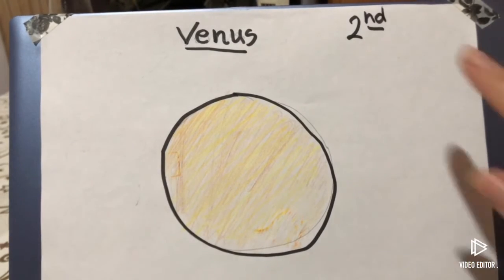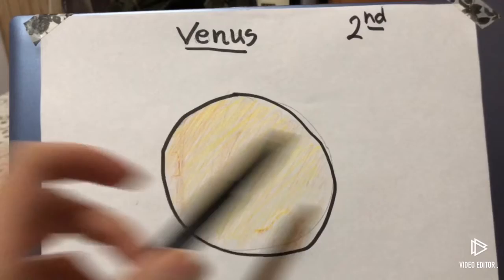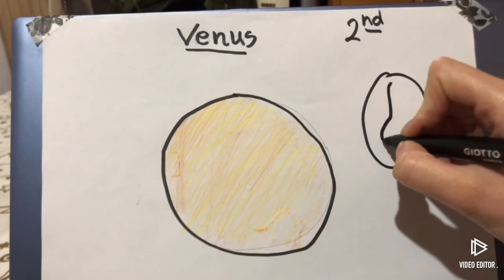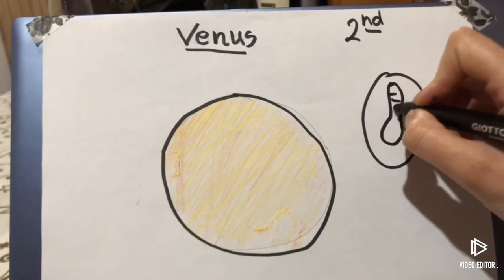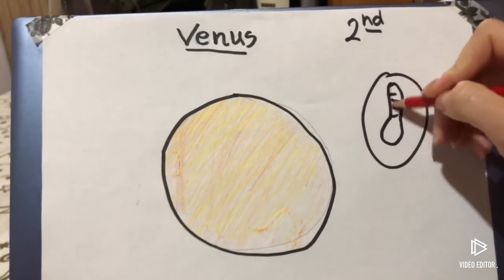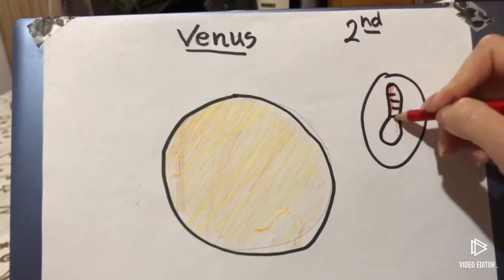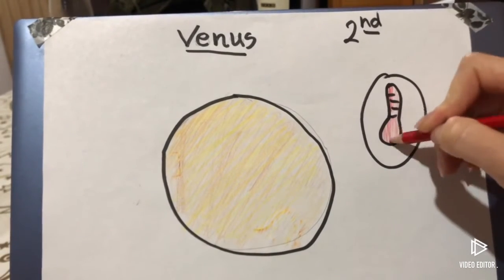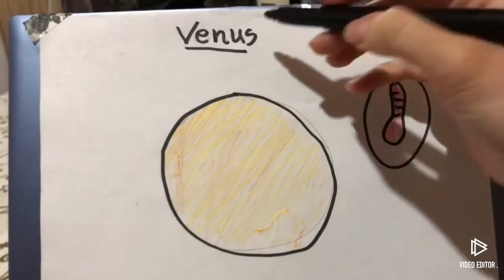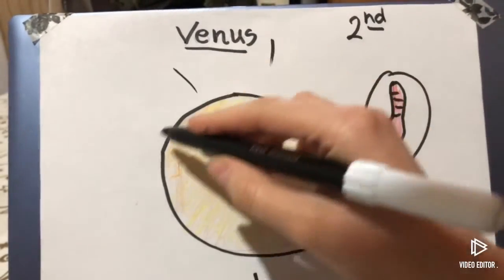So we said Venus is the second planet. It is the hottest planet. So I'm going to draw the thermometer, and we're going to draw it red because it's very, very hot. It's the hottest planet in our solar system. Red thermometer. Now it's the brightest, so I'm going to do some lines like this.